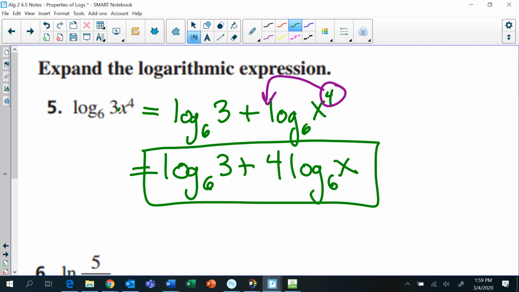That's all I can do. No, my directions were not combine them. My directions were expand. So I don't want to combine them. When it says condense, then I want to combine them.